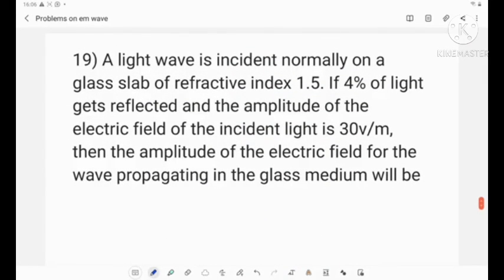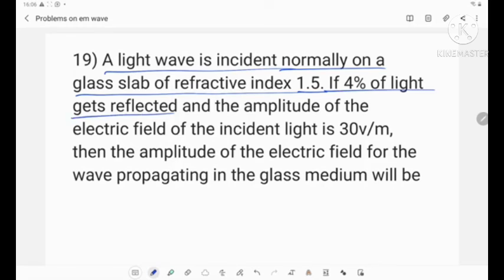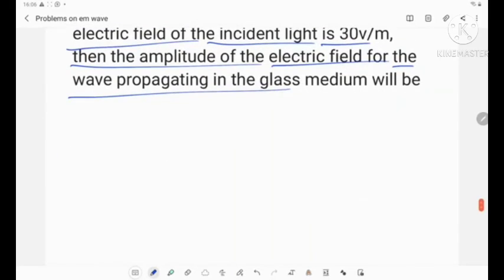Next, 19. A light wave is incident normally on a glass slab of refractive index 1.5. If 4% of the light gets reflected and the amplitude of the electric field of the incident light is 30 volt per meter, then the amplitude of the electric field for the wave propagating in the glass medium will be. So this is the glass medium, n is given as 1.5. Here n is equal to 1. This is the wave of intensity I.